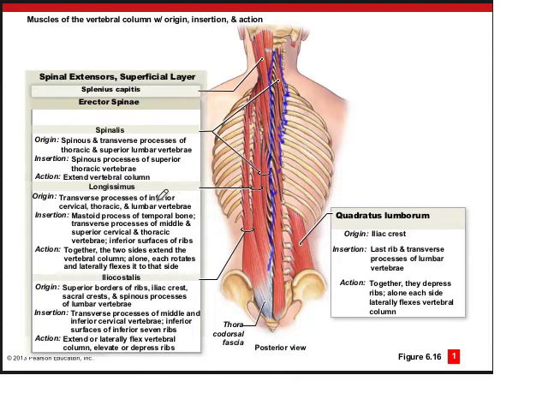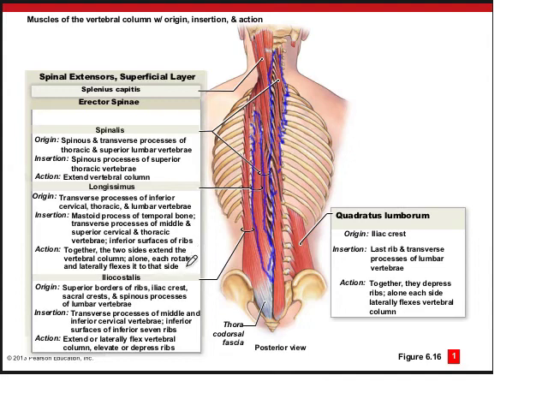All right, the longissimus here. Again, you can see these insertion points coming down. Down here, it has an origin on the transverse process of the inferior cervical, thoracic, and lumbar vertebrae. It inserts onto the mastoid process of the temporal bone and the transverse processes of the middle and superior cervical and thoracic vertebrae and the inferior surface of the ribs.